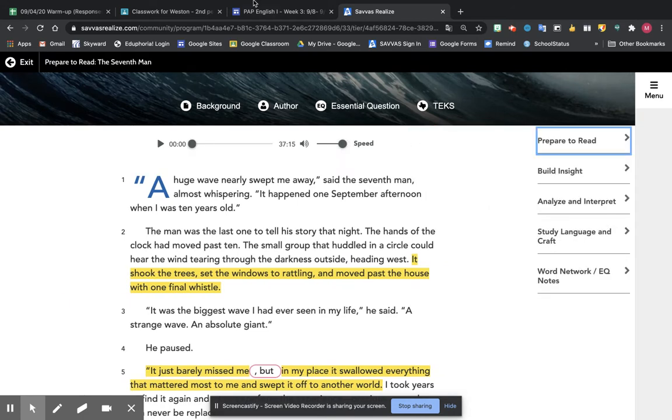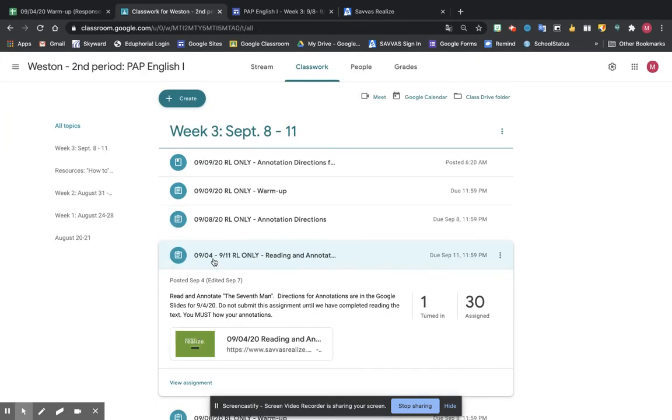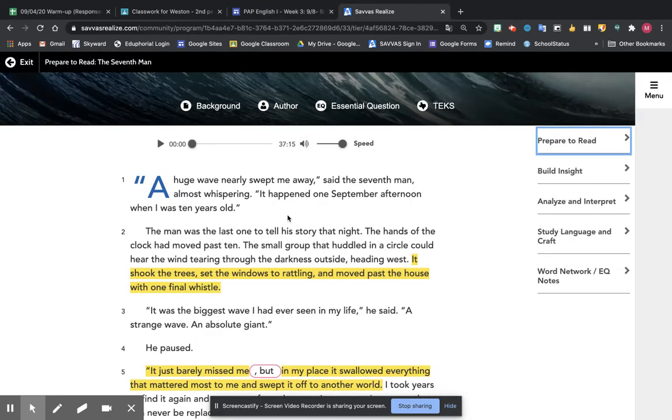So this assignment, if we go back to Google Classroom, as you can see, was assigned from the 4th to the 11th. From September 4th to the 11th, this assignment is open. That's why I don't want you to turn it in yet until the 11th. Each day you should have read the whole text already, the story. You should have done a first read, and then, as we've been doing in class, you should have been doing along in your online textbook: we're chunking it and analyzing smaller pieces of it.